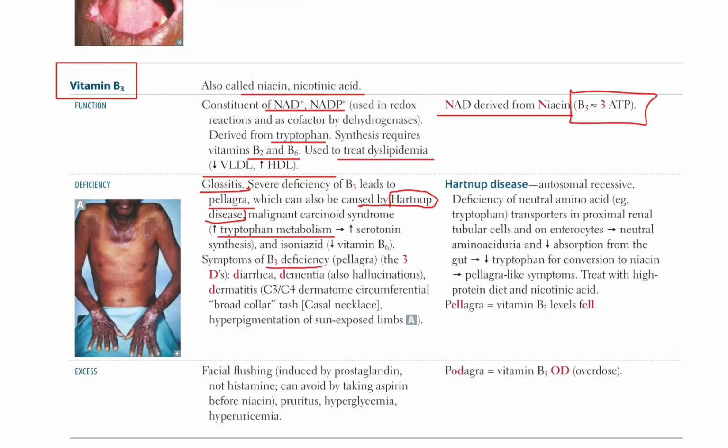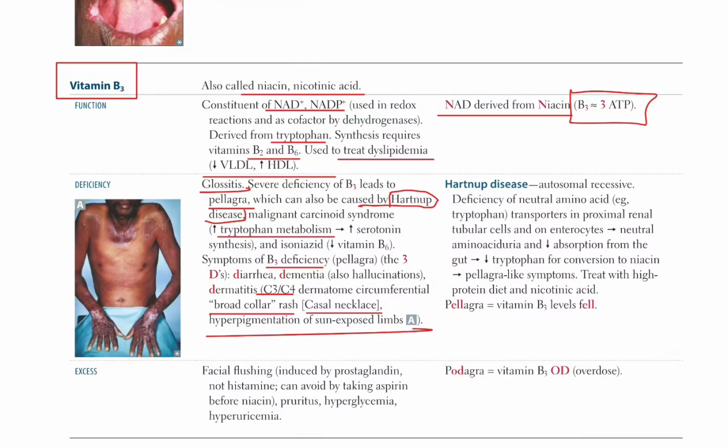Symptoms of vitamin B3 deficiency are those of pellagra. The three Ds are diarrhea, dementia with hallucinations, and dermatitis, including a C3 and C4 dermatomal circumferential broad collar rash, also known as Casal necklace, and hyperpigmentation of sun-exposed limbs. These are also symptoms of vitamin B3 deficiency.